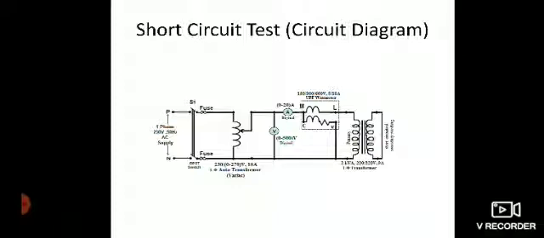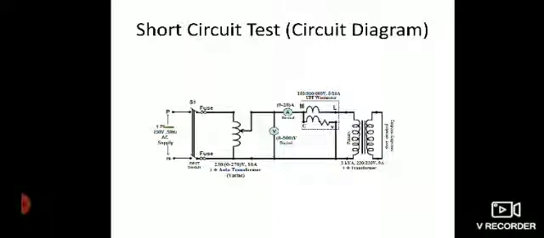Second thing, the secondary winding is completely short circuited, so only a very small fraction of voltage is required to flow the rated current on the primary as well as the secondary side. Here the wattmeter is a low power factor wattmeter, and the range of current is very high compared with the open circuit test. So we can say that this circuit is more dangerous.